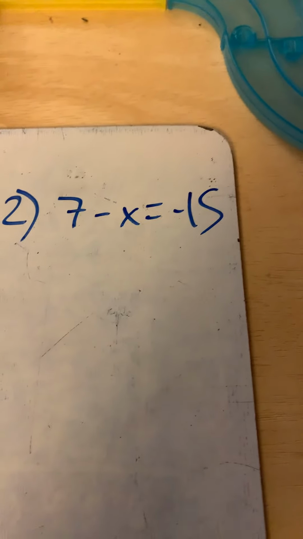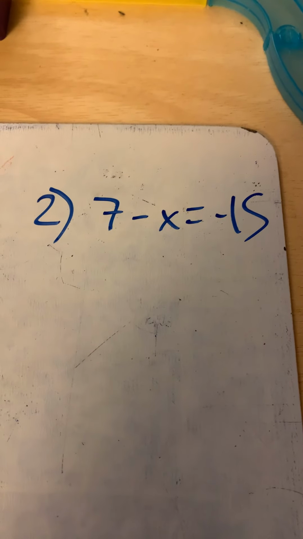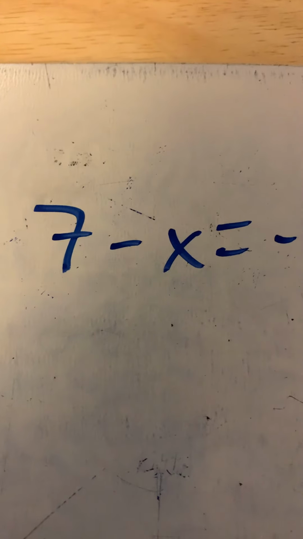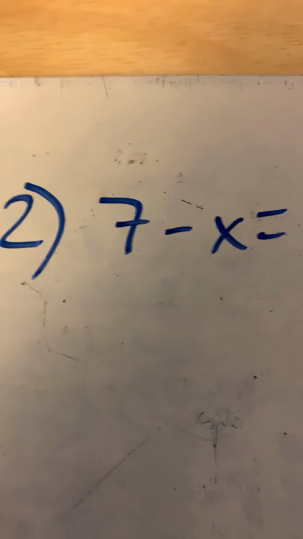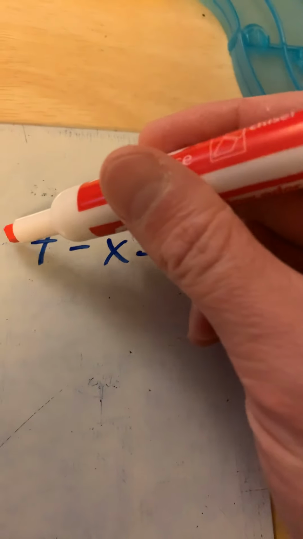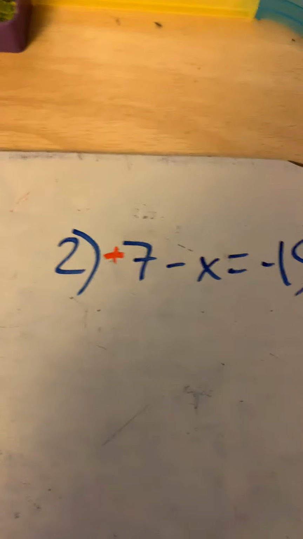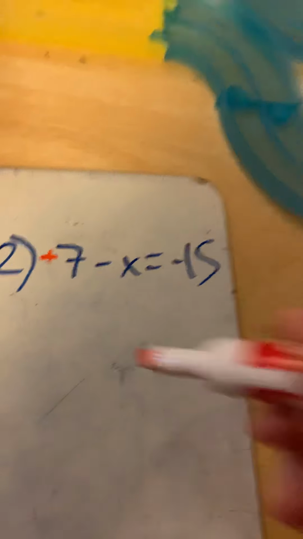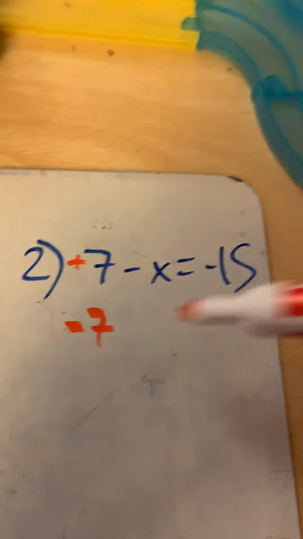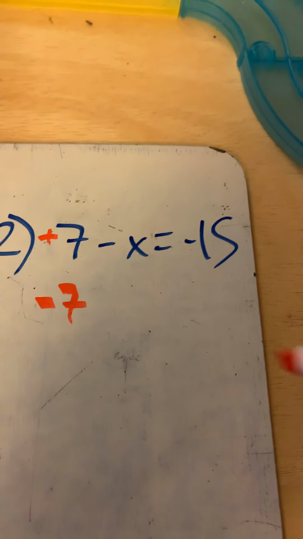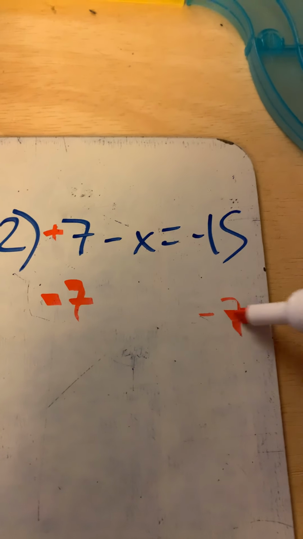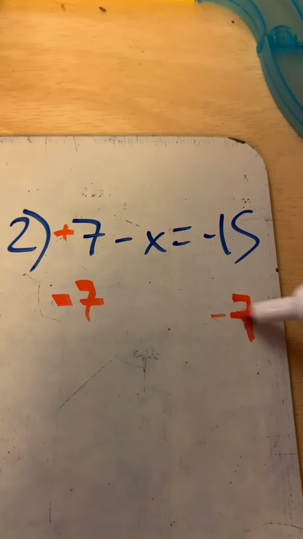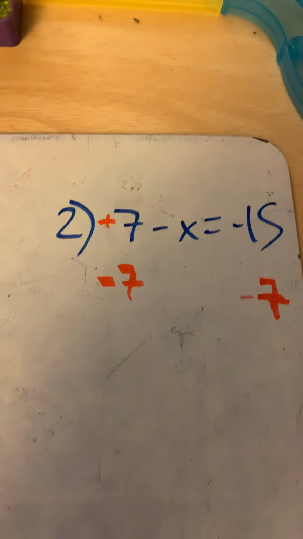Number 2, I put sort of a tricky one here. 7 minus x equals negative 15. Now I find the variable. The operation beside it is actually a positive 7, right? That's a positive 7, even though there's no sign in front of it. So the opposite of positive 7 is negative 7. And I do the same thing to the other side, minus 7. There we go. Now let's see what's left.